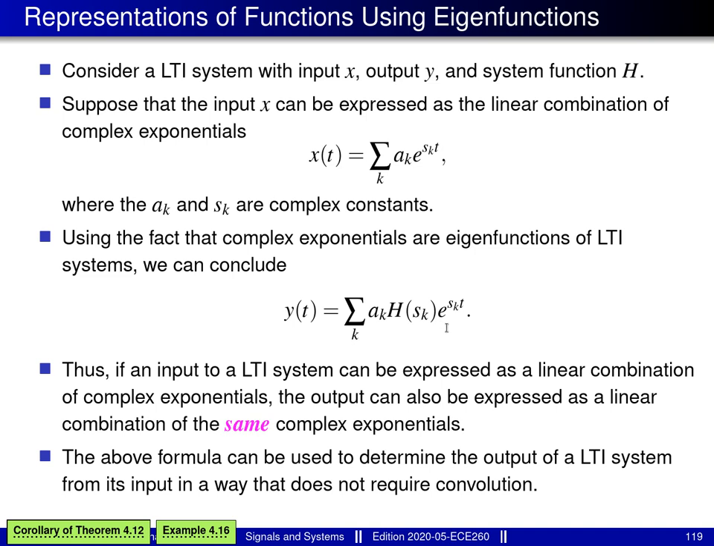So another way to look at what these equations are saying is that if we represent the input to an LTI system as a linear combination of complex exponentials, the output of the LTI system can also be expressed as a linear combination of the same complex exponentials, and the word same here is quite important. Effectively, what this allows us to do is find the output of the system simply by multiplying by a constant, because if we have the input expressed in terms of a summation of this form, to find the output of the system, all we need to do is take the formula from above and multiply it by this H of s_k, which is just a constant.